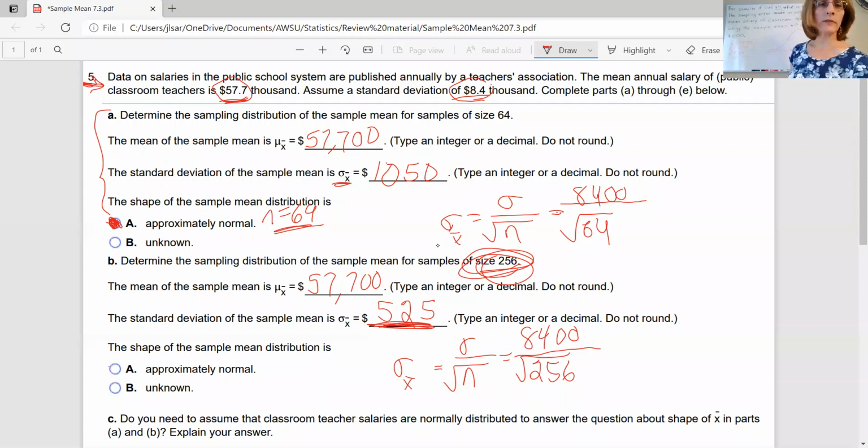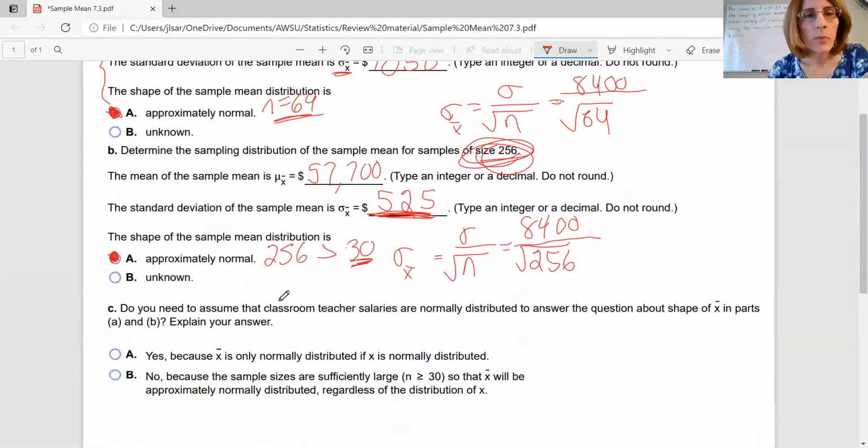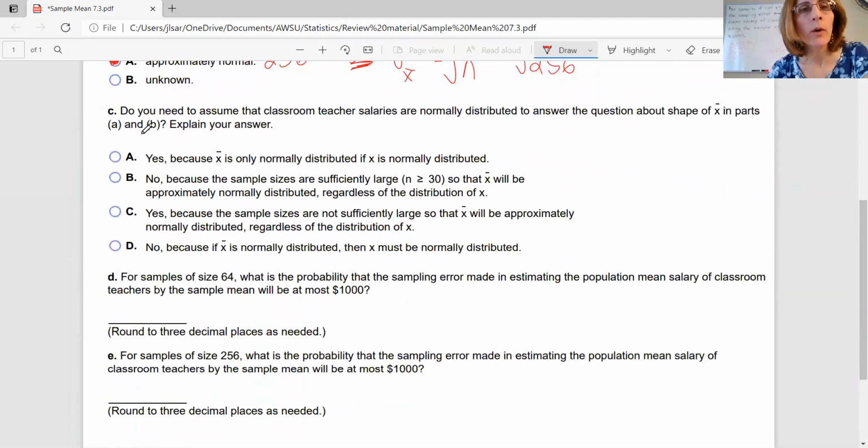And of course, for 256, that's also going to be approximately normal because 256 is certainly much, much bigger than 30, and 30 is the number that the central limit theorem says we have to get to. So now the next part of this asks, when you decided that these two X bar distributions were normal, did you have to make any assumptions about the parent population?